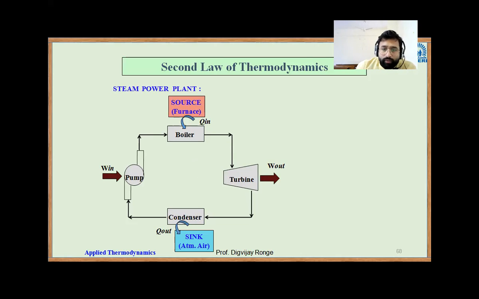So draw this diagram. This diagram is very important. Here the source will be the boiler in the furnace, the sink will be the condenser, and the heat engine will be the turbine. And if you consider the whole thermal power plant station, it will be a cycle. This is a closed cycle.